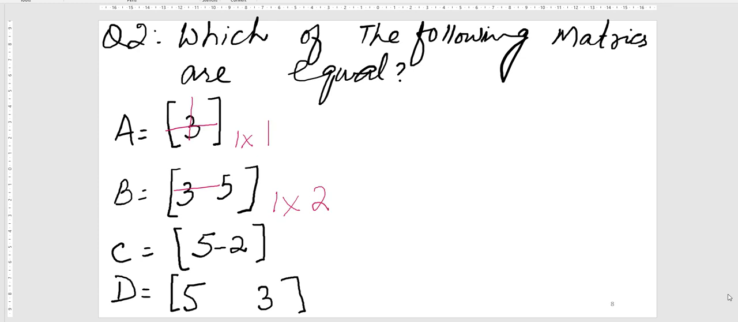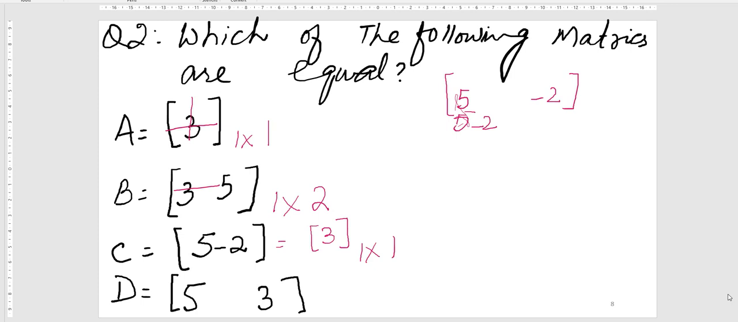And C is 5 minus 2. If I write it down like this, here 5, and minus 2 is here, so I do not have to add. Since minus 2 is here, with 5 and then minus 2, it means you have to subtract. So this C will equal only 3, and 3 is 1 by 1. You do not have to add.